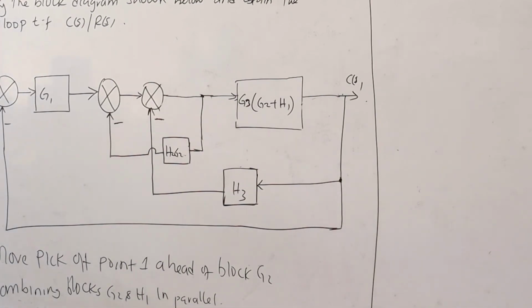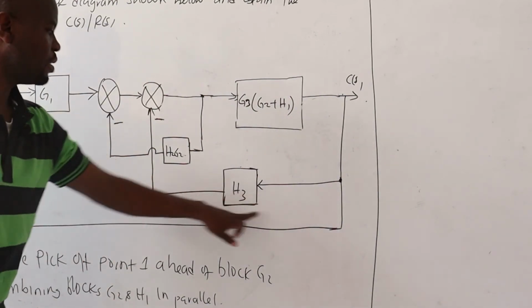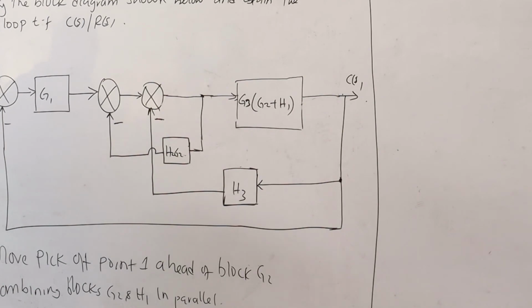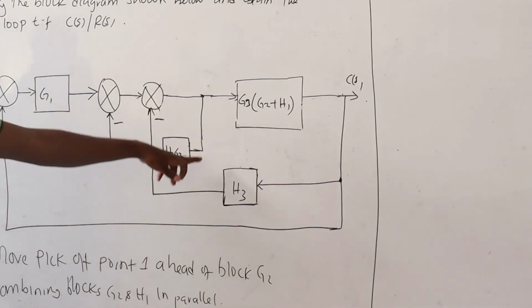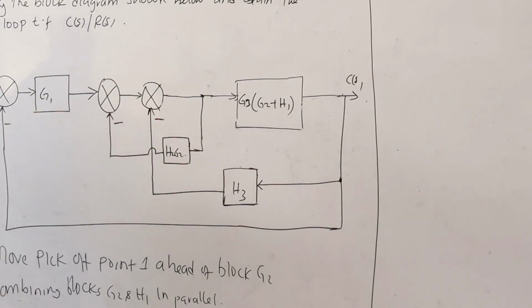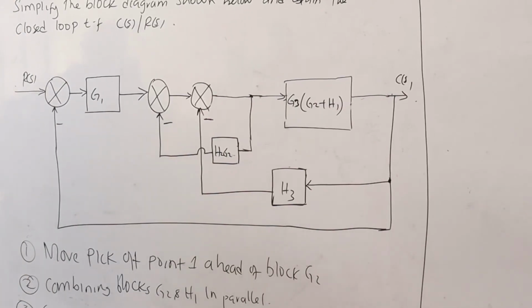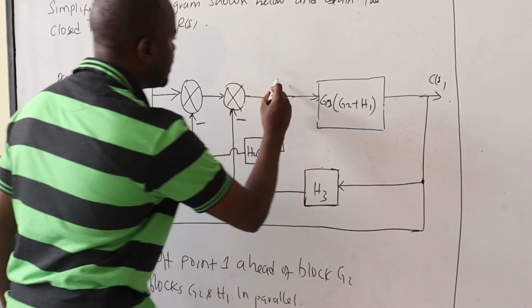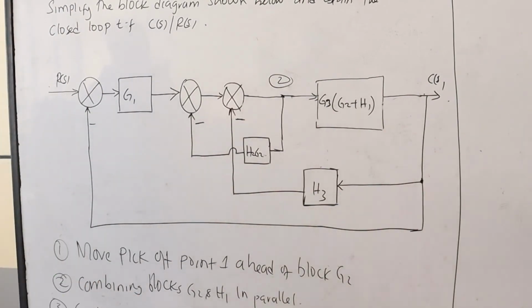There is no loop that we can reduce, because if we talk of this loop, there is a pick off point, so we cannot remove it. This loop, it's not even clear. We cannot see how even to remove it. So in that case, we have to move the pick off point again. We can call this point 2. Now in this case, we are going to shift the pick off point after the block.